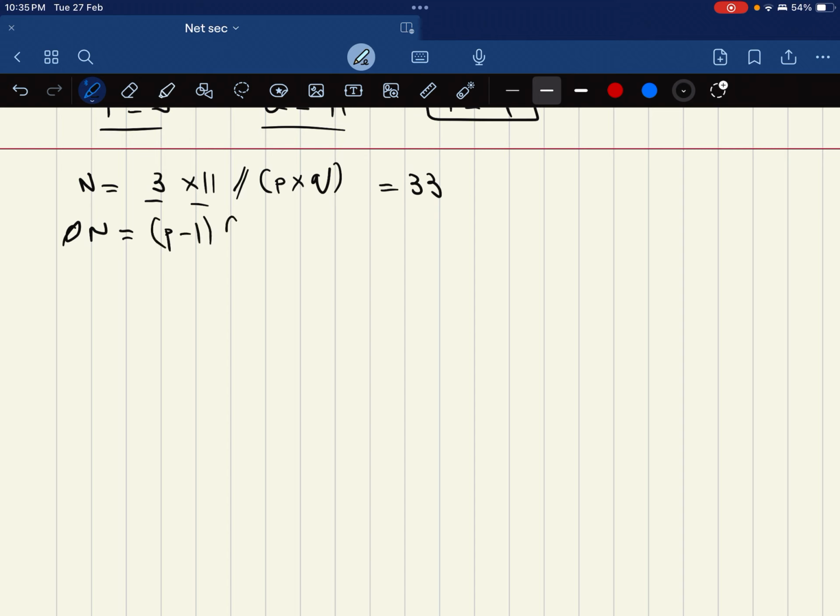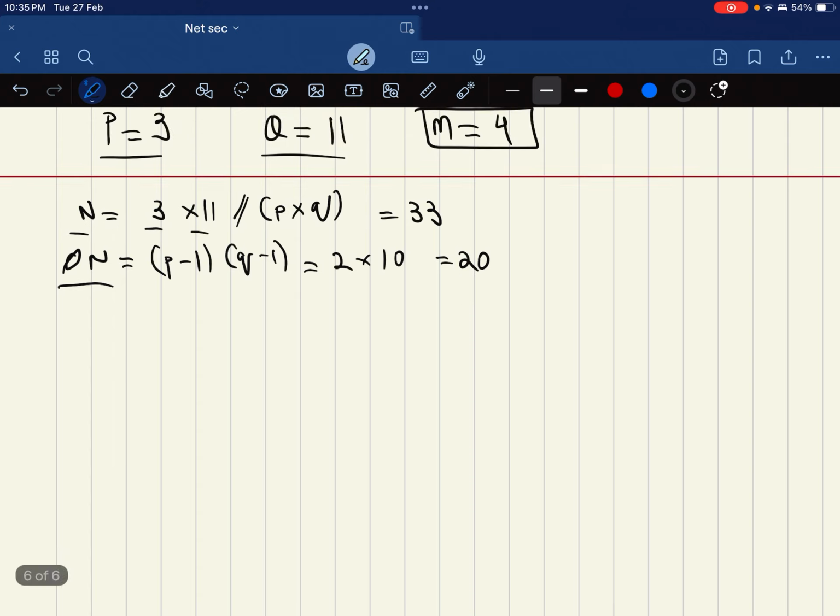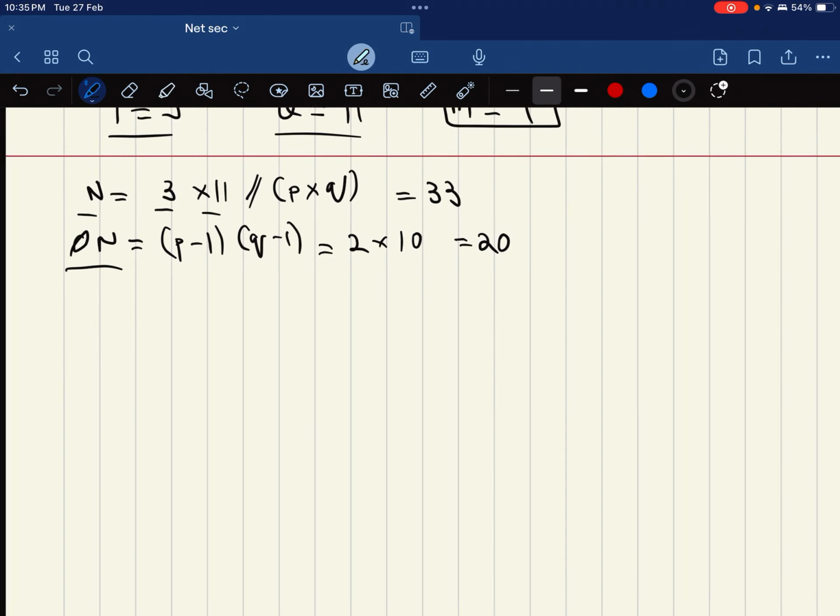P minus 1, Q minus 1. So you just get 2 times 10, which is equal to 20. Now you have this and you have this. I'll explain the uses of this later.